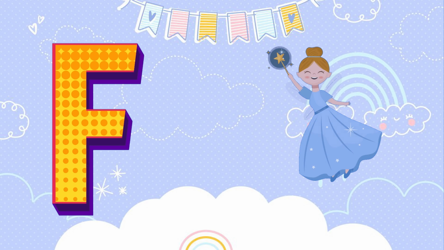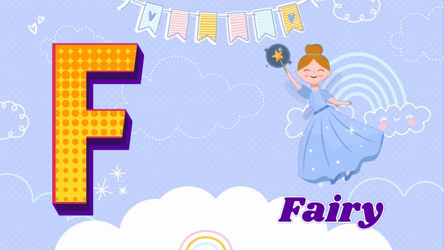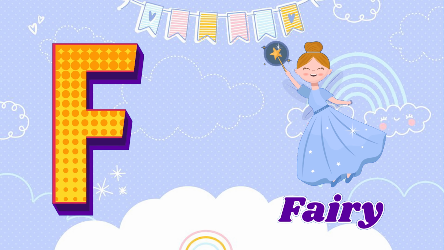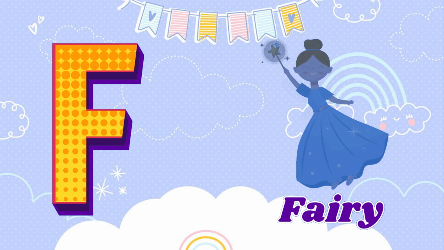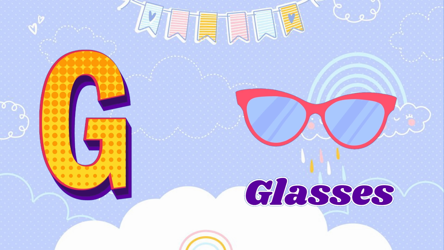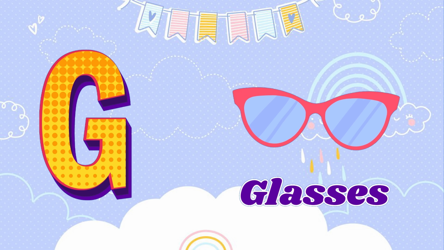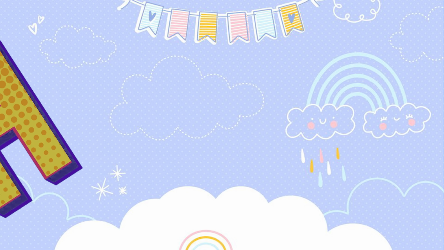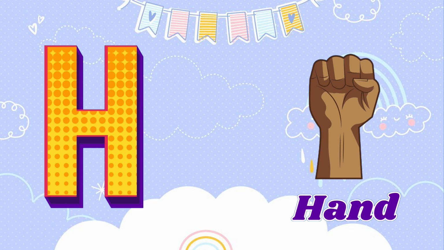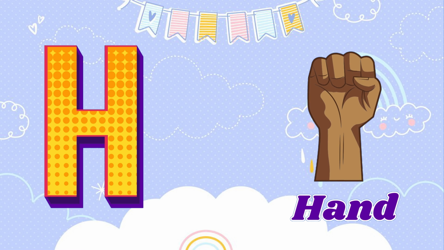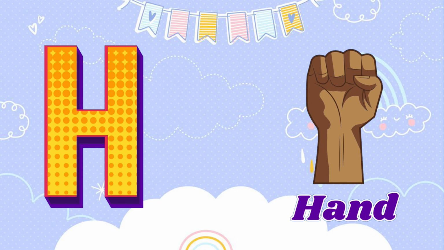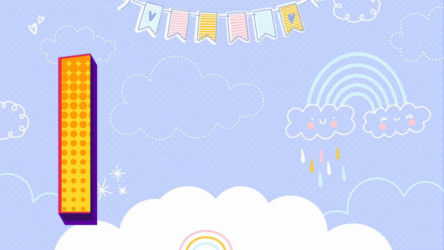F is for fairy. F, fairy. G is for glasses. G, glasses. H is for hand. H, hand. I is for igloo.